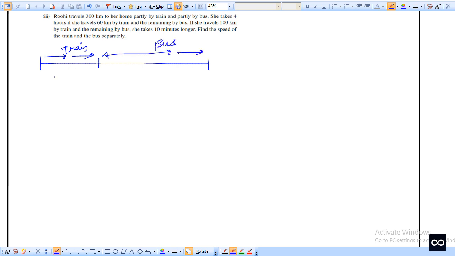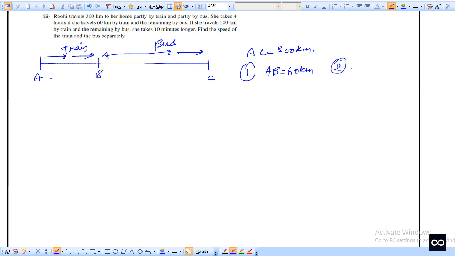So let's say this is A, B, and C. So we know AC is equal to 300 kilometers, right? In the first part, the question says that she takes 4 hours if she travels 60 kilometers by train and the remaining by bus. So the distance traveled by train is AB, which is 60 kilometers. Okay, let's write down the second one also.